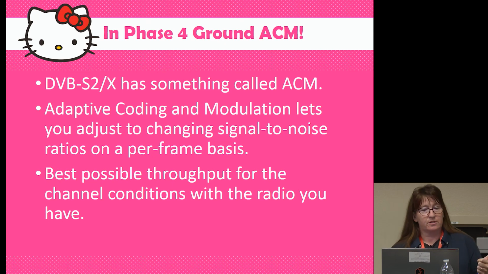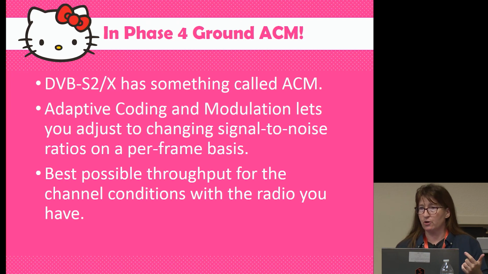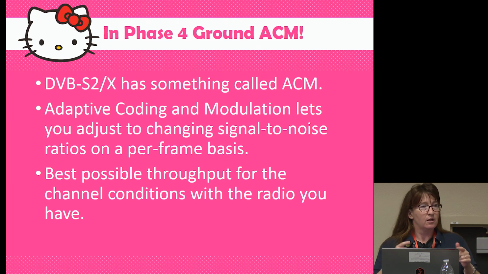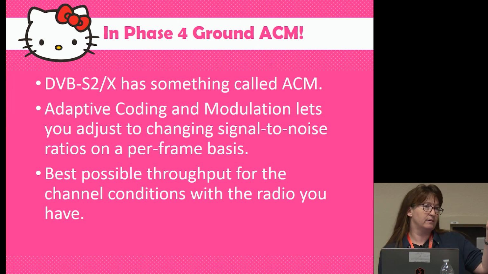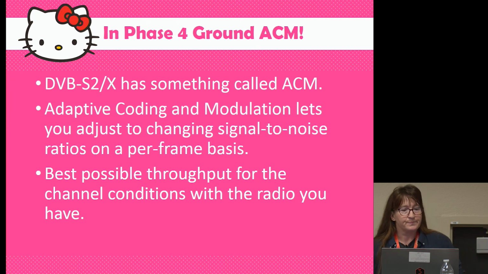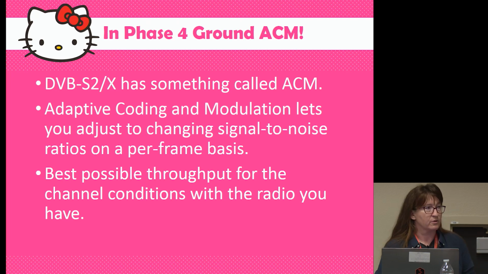So in DVB-S2 and S2X, we have something called adaptive coding and modulation. And what this means is that you take in the signal-to-noise ratio, and you decide what your coding and what your modulation is going to be in order to maximize the bit rate. Your symbol rate is fixed. And so the seesaw of bit rate and code rate and modulation, it's sort of like a fulcrum. So you're getting the best possible throughput for the channel conditions at that particular time.